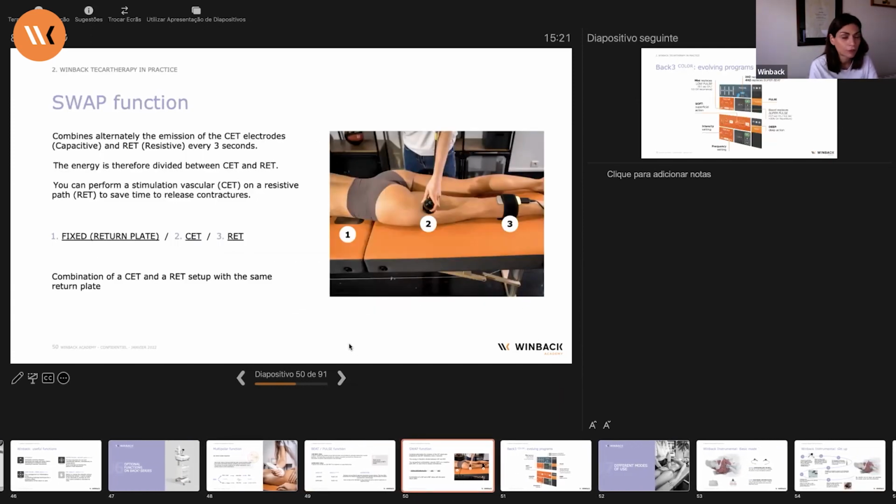About the swap function, it combines alternately the emissions of the set stimuli and the red stimuli. Every 3 seconds, the machine will automatically change between the capacitive stimulation and the resistive stimulation. And this is the only one where you don't have to worry about moving the set all the time.